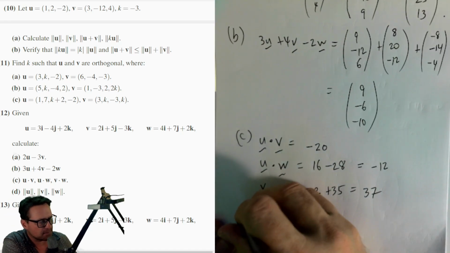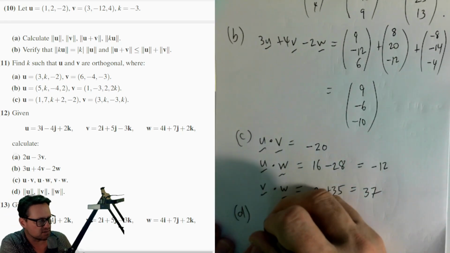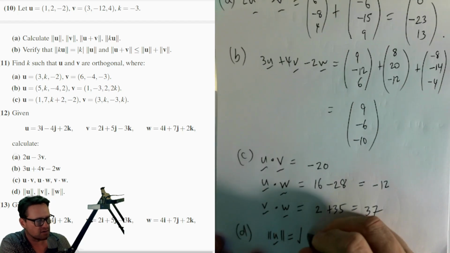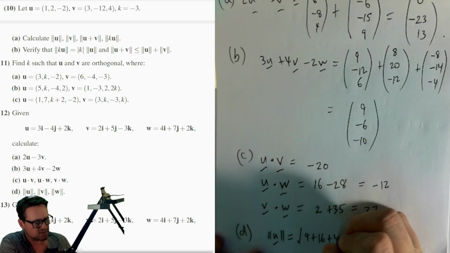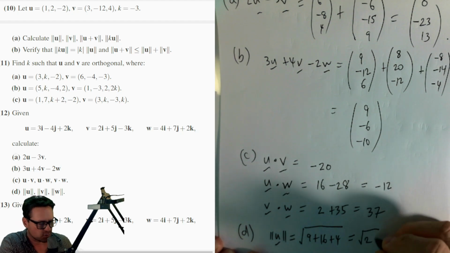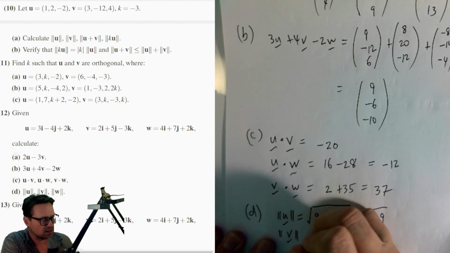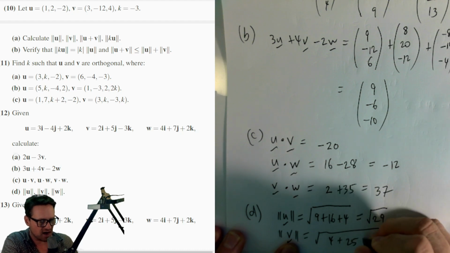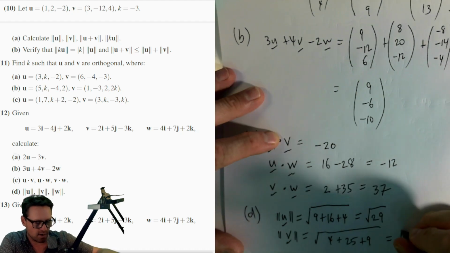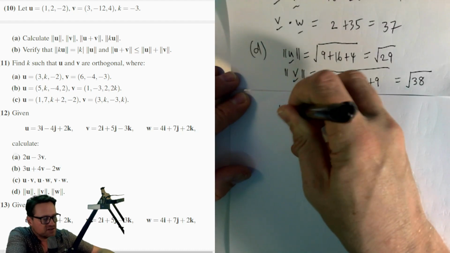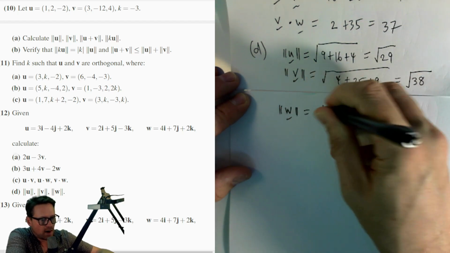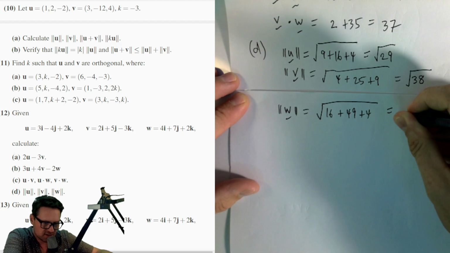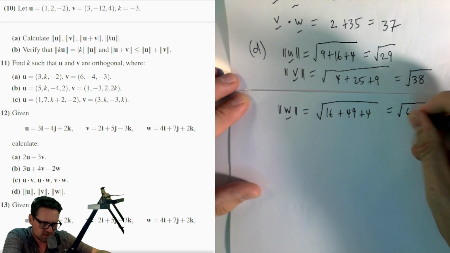Okay, part D, taking the norms of these vectors. So the norm of u is the square root of 9 plus 16 plus 4, so the square root of 29. The norm of v is the square root of 4 plus 25 plus 9, which is the square root of 38. And then the norm of w is the square root of 16 plus 49 plus 4, which is the square root of 69.